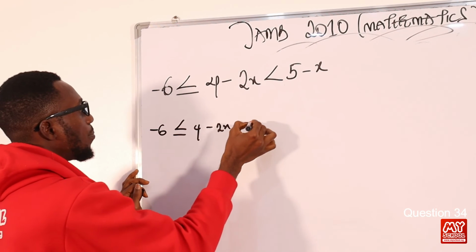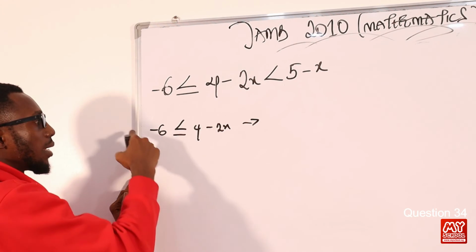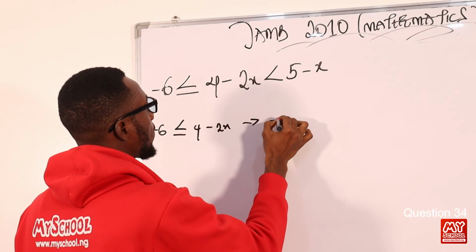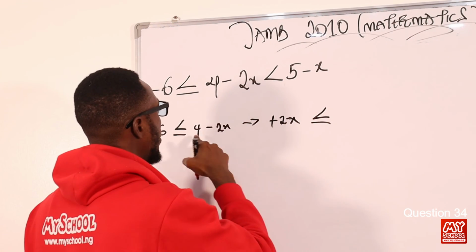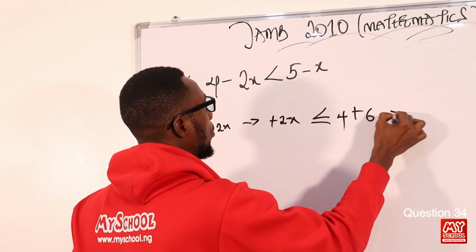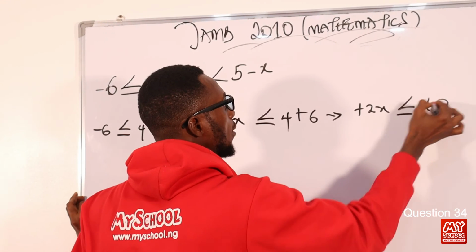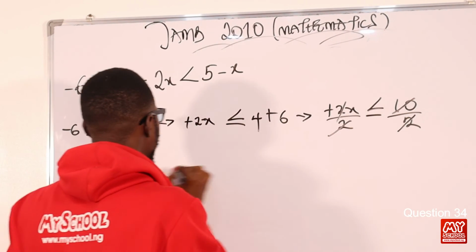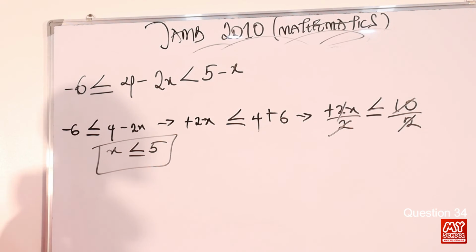If I send this here, or bring this here, whichever way, just to make this positive, I can have minus 2 plus 2x. If it comes to this side, remember 4 is still standing, so 4 plus 6, that would be plus 2x is less than or equal to 10. Dividing both sides by 2, x is less than or equal to 5.